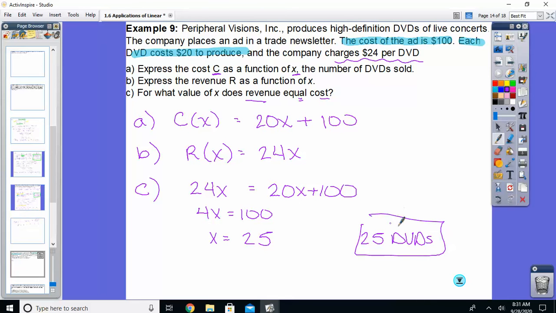So that's saying if they produce and sell 25 DVDs, they have made no money, they have lost no money. Less than the 25 DVDs, they're losing money. Anything beyond that would be profit.